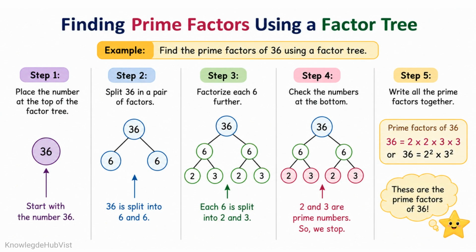Start by writing the number 36 at the top of the factor tree. Break 36 into any pair of factors. Here, 36 equals 6 times 6. Draw two branches from 36 to the numbers 6 and 6.